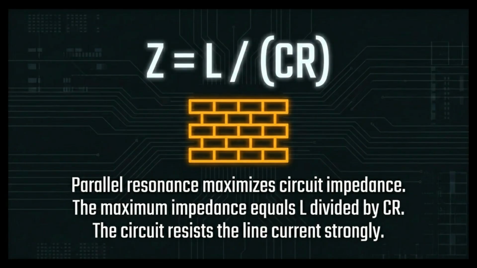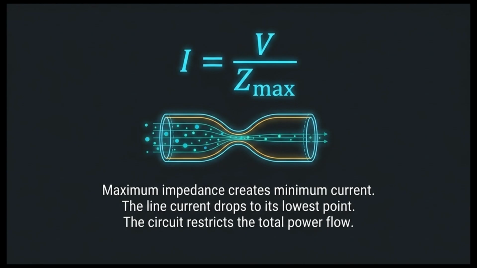In parallel resonance, the circuit maximizes its impedance. The maximum impedance is defined by the formula L divided by C times R. Consequently, the circuit offers strong resistance to the line current. Because the impedance is at its maximum, the line current drops to its lowest possible point. This effectively restricts the total power flow through the circuit.